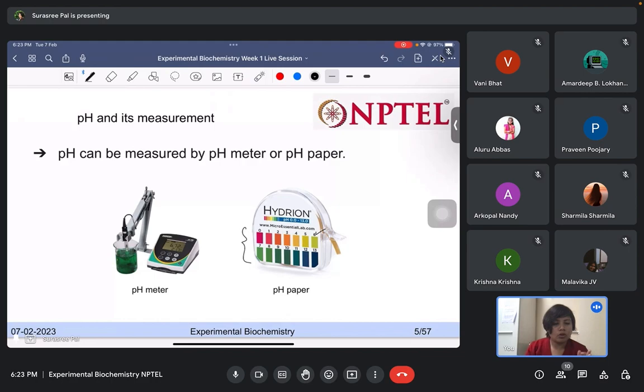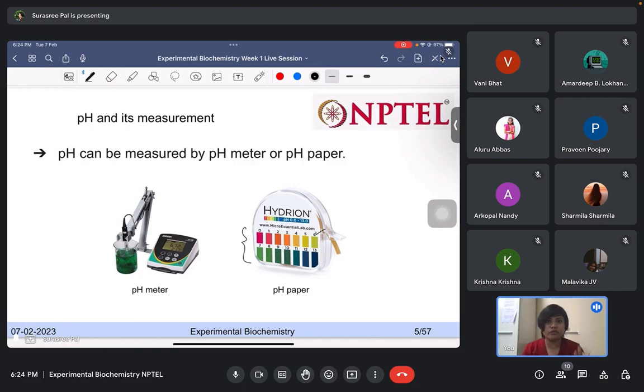But obviously pH is not only an integer number, right? So it is not a whole number only. So pH can be 7.2, pH can be 9.3. So this kind of variation cannot be measured by pH paper, which is why you need a pH meter for more accurate and more precise measurement of pH.